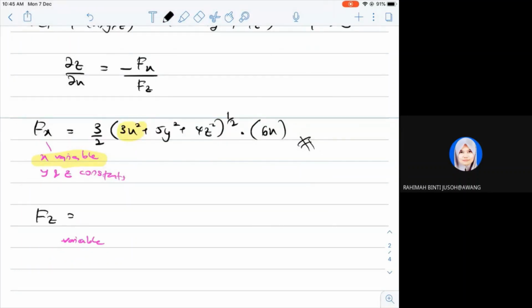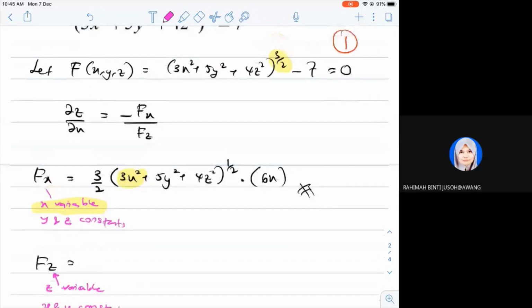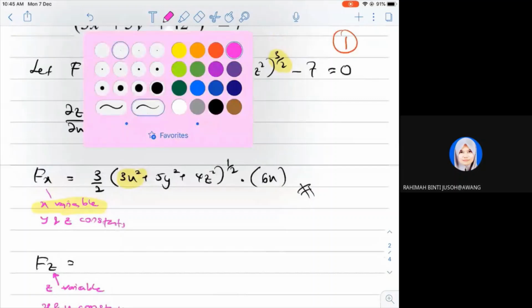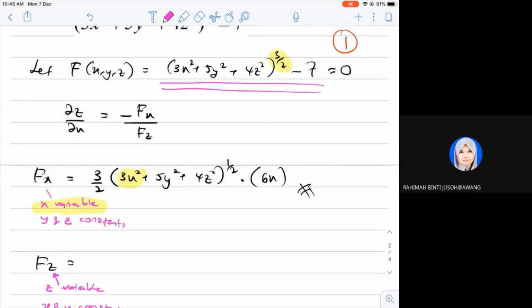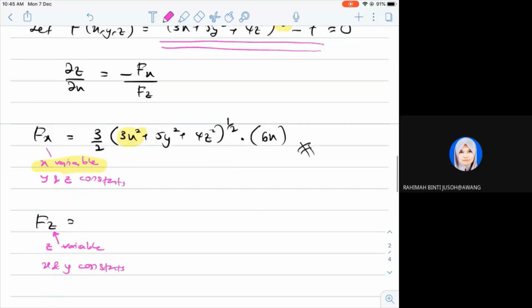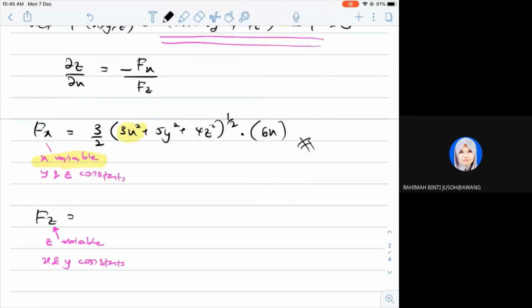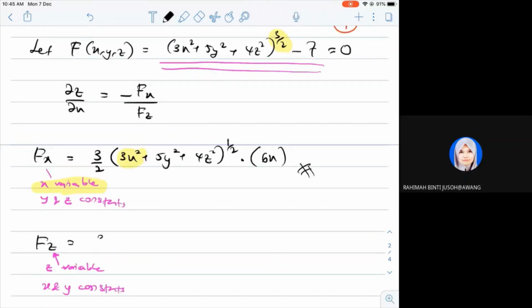Okay, fz, so right now z is the variable. Look at the bottom, what is the letter? So z is the variable, so what happened? X and Y become constants. Now let us differentiate this function with respect to z. Again this power we bring to the front, so 3 over 2. And then copy everything, 3x squared plus 5y squared plus 4z squared to the power of 1 over 2.